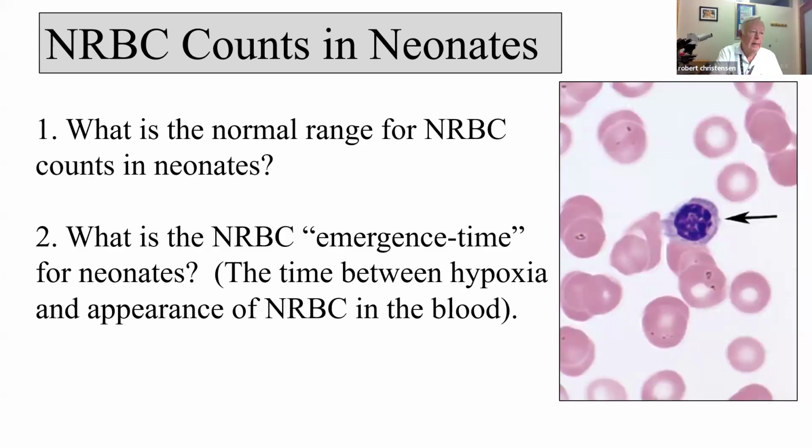The other question I want to ask and answer is, how long does it take between the time a fetus experiences a hypoxic event, like fetal maternal hemorrhage or something like that, and the emergence of those nucleated red blood cells in the fetal circulation? Something that you could call the emergence time. How long does it take? Does it happen instantly after hypoxia, or does it take some period of time?